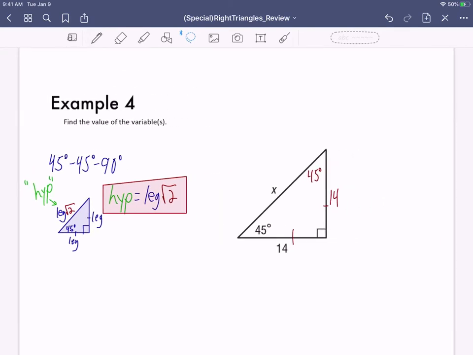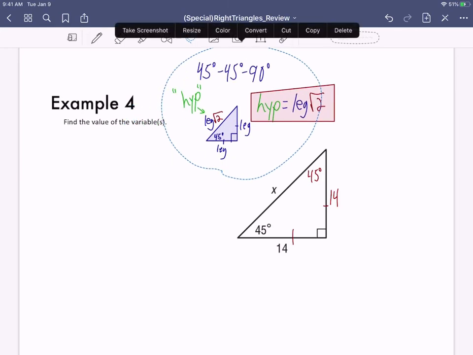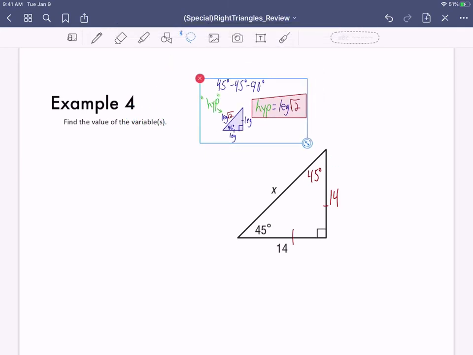You could rewrite it as leg equals hyp divided by root 2 if you like, and then you'd have to rationalize that. I'll just let that hang around on this slide here.